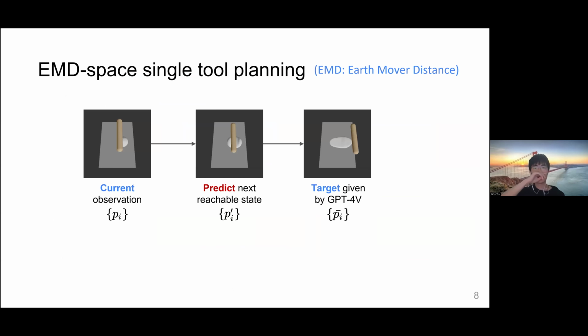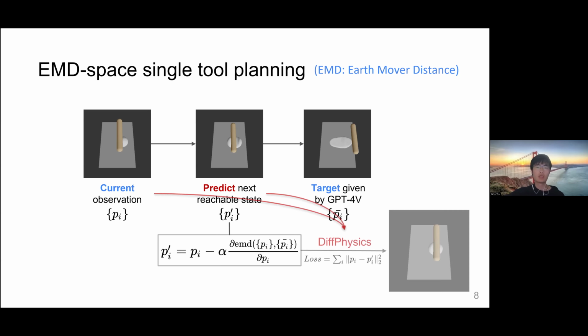Specifically, given the current observation and the target given by GPT-4, we predict the next reachable state by taking a small gradient step in the EMD space. The intuition here is that at each time we only deform a little, and differentiable physics can now be readily used since the optimization is now much easier and more stable than a long horizon one. And we then iteratively apply this procedure to finally get to our target.